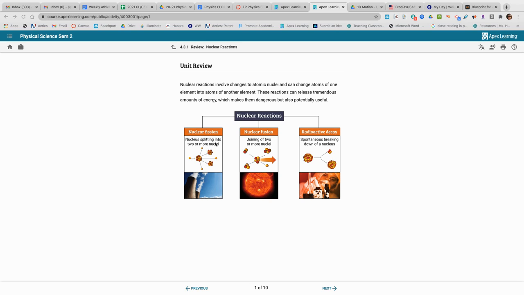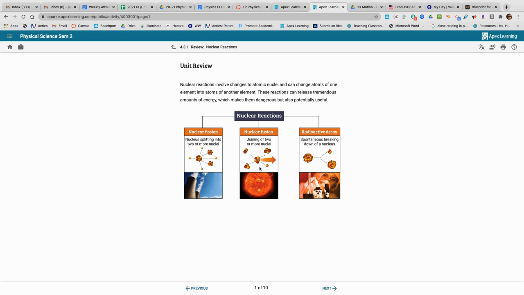So nuclear fission is breaking a nucleus into multiple nuclei. Nuclear fusion is joining nuclei to form a bigger, or heavier, element, and radioactive decay is the spontaneous breaking down of a nucleus. And you can see in the pictures here some examples. Nuclear fission is how they produce energy from nuclear reactors. It's the bombardment, basically, of a uranium atom with particles to split the uranium into smaller pieces.